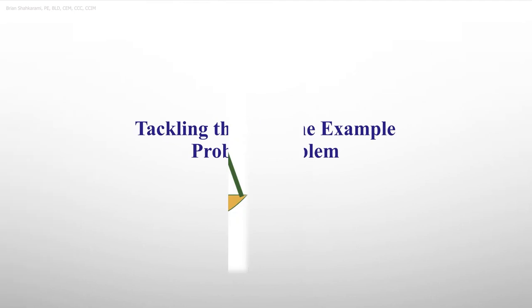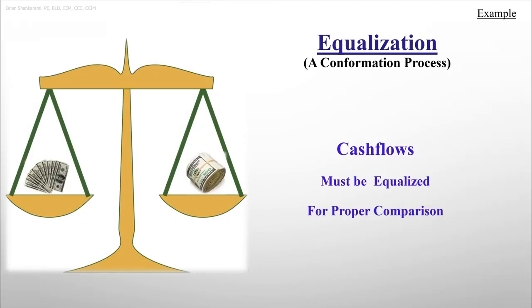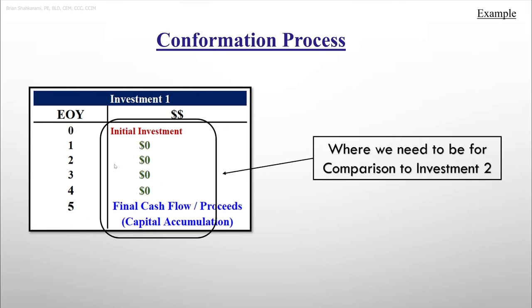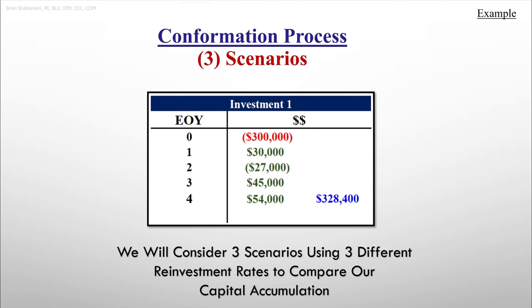So let's get started. We'll start with the equalization of our cash flows. If you look, we have cash flows in investment 1, but nothing in investment 2. This is where we want to be in terms of looks for investment 1. We want to have zeros here and a final price and no cash flows. And this is how we want to look: initial investment, capital accumulation, zero in between. But to do our analysis, we must have a reinvestment rate, of course, for our cash flows.